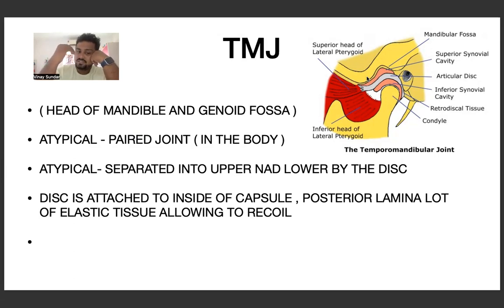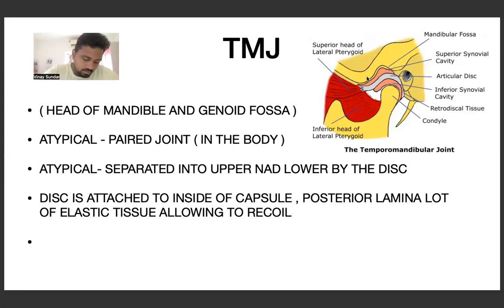The disc is attached to the inside of the capsule, and the posterior lamina has a lot of elastic tissue allowing it to recoil. So you need the disc to recoil, okay? You need to stretch something like a rubber band, then it has to recoil and come back to its original state. If it is not allowed to recoil, then there are going to be very difficult movements with respect to the temporomandibular joint.